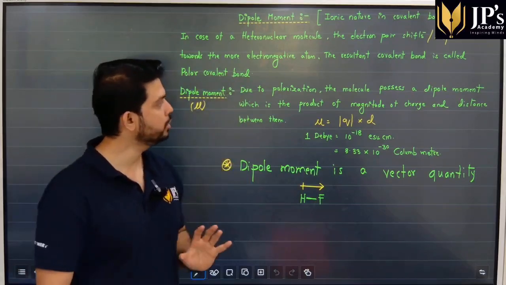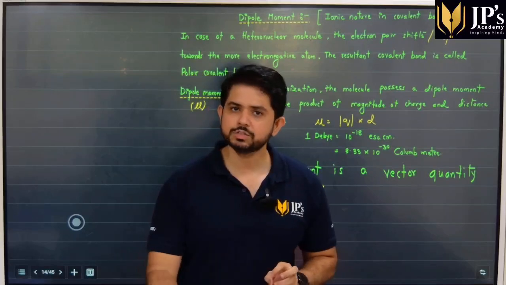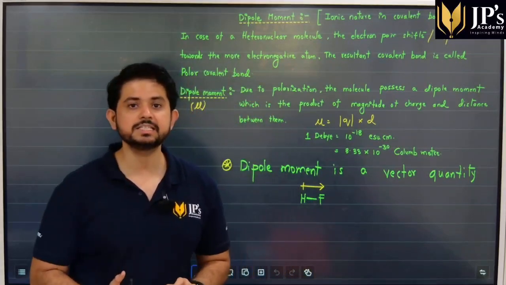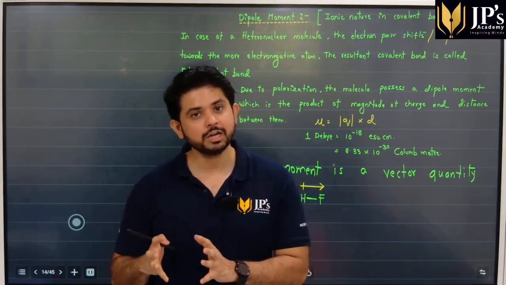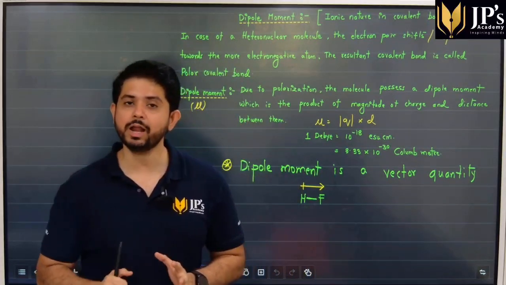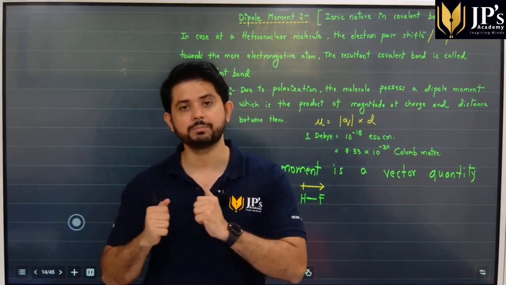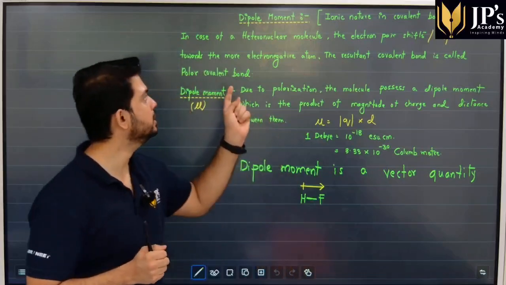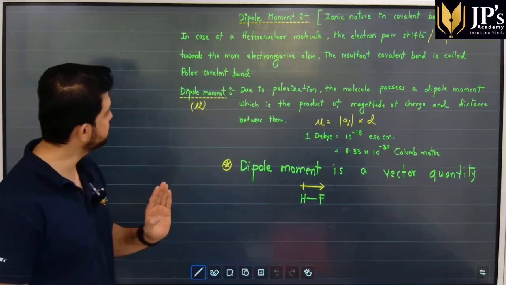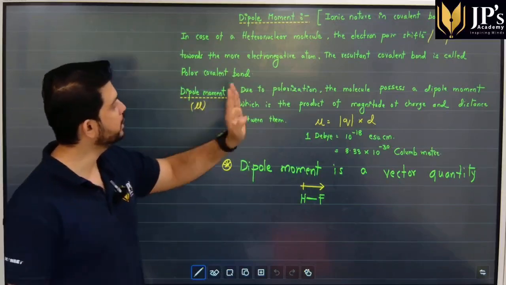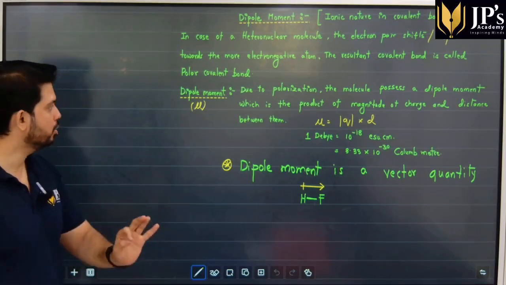In case of heteronuclear molecules, let's say, students, there's a bond between hydrogen and fluorine. Now we know that fluorine is more electronegative. So what fluorine does is it pulls the electrons towards itself, and hence the electron cloud is closer to fluorine as compared to hydrogen. तो फ्लोरीन के ऊपर एक पार्शियल नेगेटिव चार्ज आ जाता है, हाइड्रोजन के ऊपर एक पार्शियल पॉजिटिव चार्ज आता है. This phenomenon is called dipole moment. In case of a heteronuclear molecule, the electron pair shifts or is displaced towards the more electronegative atom. This resultant covalent bond is called a polar covalent bond.